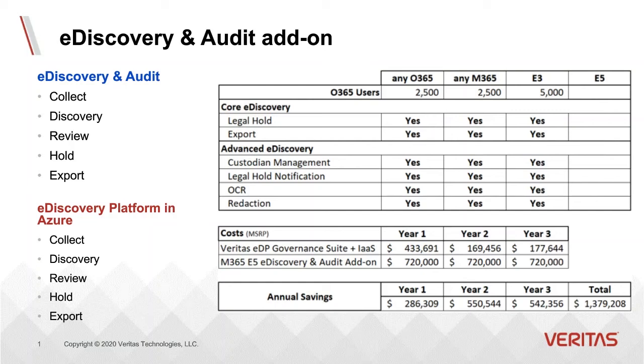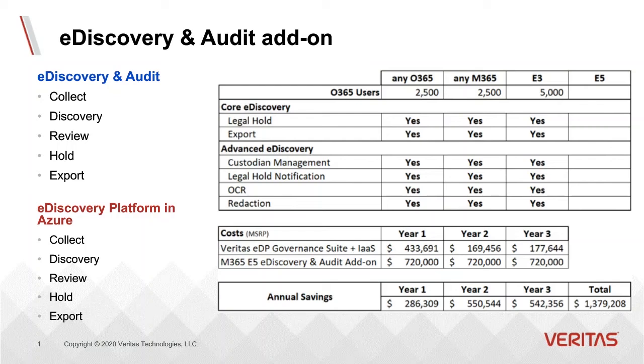So this is, again, simulating a 10,000-seat organization, 2,500 users with Office 365, 2,500 with M365, and 5,000 with E3. And if we bring this down here and look at the cost section, you can see where it says Veritas EDP Governance Suite. I've taken our Governance Suite, which is a feature-rich suite and a good comparison here, and I've added in the cost for running it in Azure and in infrastructure as a service to simulate the SaaS experience you might have with the M365 eDiscovery. And so it's $433,000 here for year one, but as you go forward to the right in time, the price goes down.